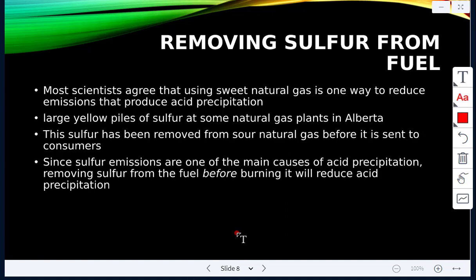So how do they remove the sulfur from the fuel? Scientists agree that using sweet natural gas is one way to reduce emissions that produce acid precipitation. When I say sweet natural gas, that means that the sulfur has been removed. We see these large yellow piles of sulfur at some natural gas plants, like we just saw in the previous picture. This sulfur has been removed from sour natural gas before it's sent to consumers. Since sulfur emissions are one of the main causes of acid precipitation, removing sulfur from the fuel before burning it will reduce acid precipitation.